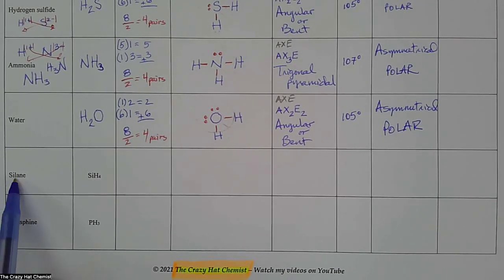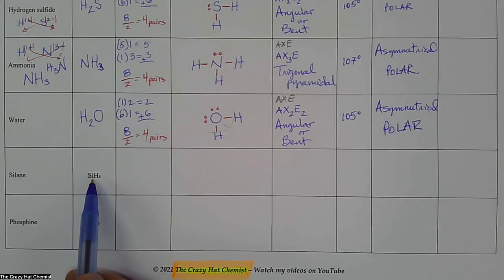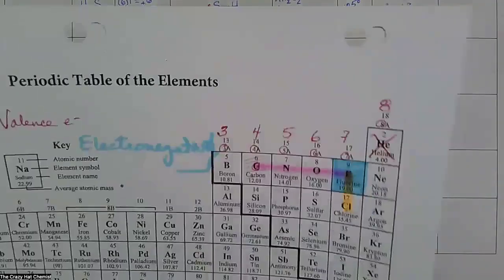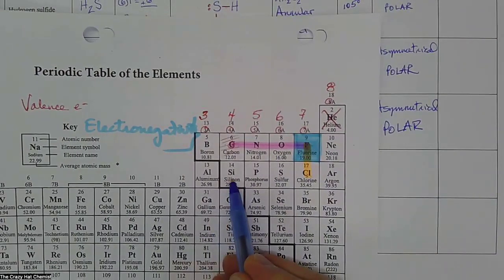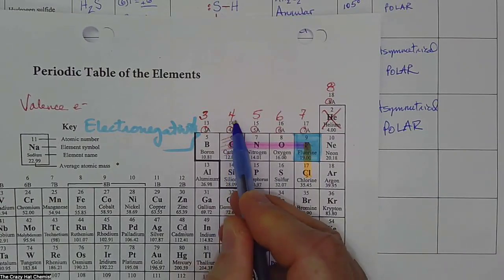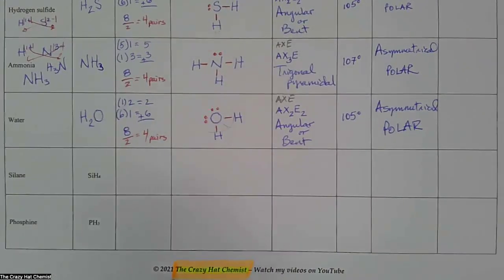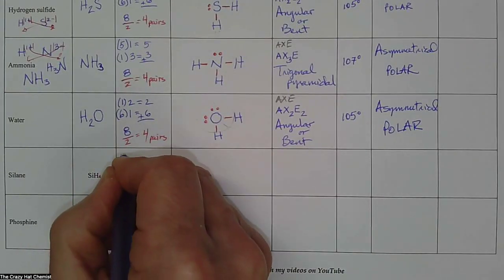The next one is silane, which is SiH4. So we're going to look on a periodic table and find silicon. Silicon is right there. It's underneath carbon. It has 4 valence electrons.